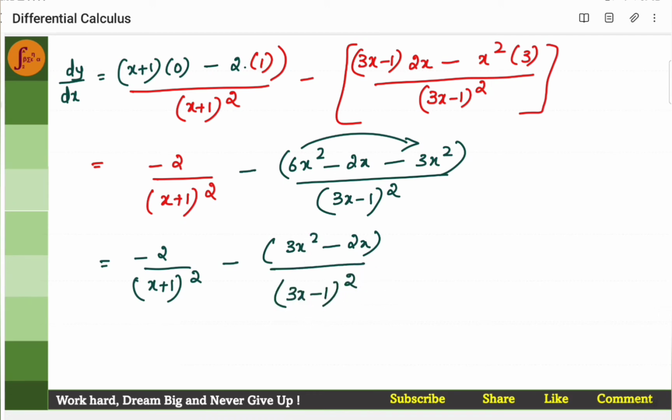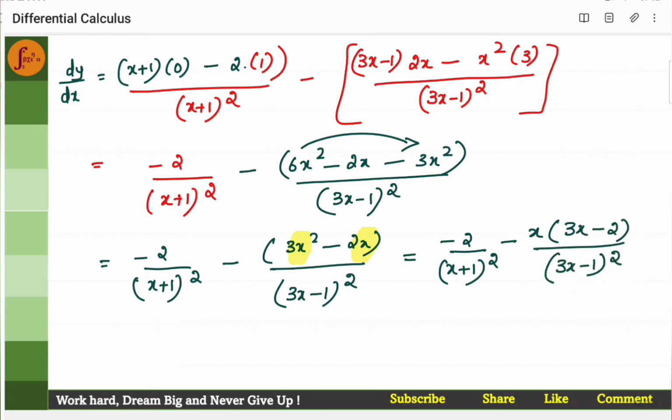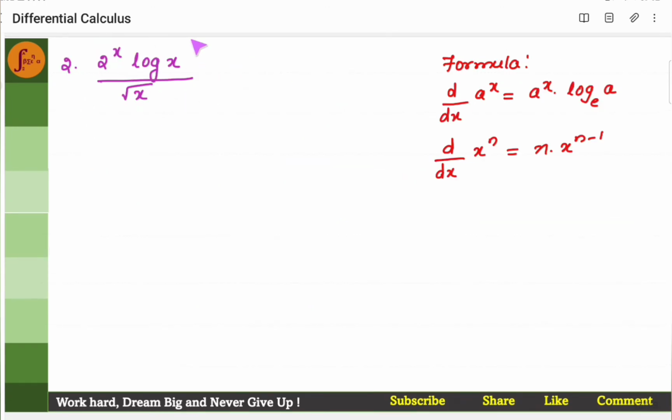Now I can take x common here. So I'll get minus 2 by x plus 1 the whole square minus x, if I take as common, I'll get 3x minus 2 by 3x minus 1 the whole square. So here's the derivative. Now let's differentiate this particular problem.